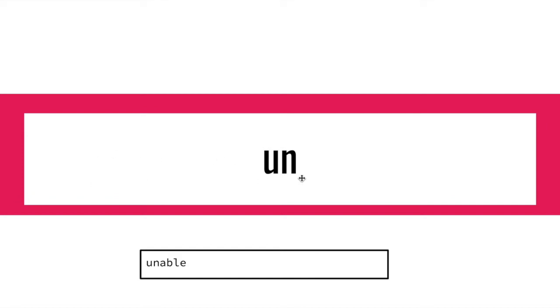This syllable is un. Short U because the U is not at the end. It's at the beginning. So un. Un. Spell. U-N. Read. Un. And it means not. And it usually comes at the beginning of words, like unable or not able.